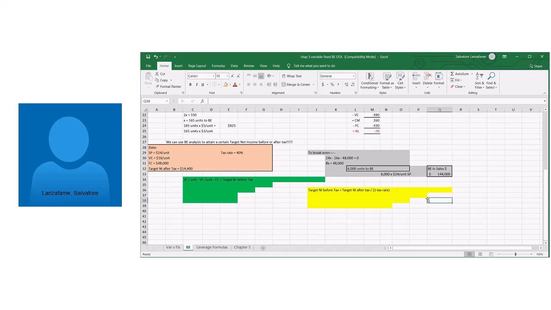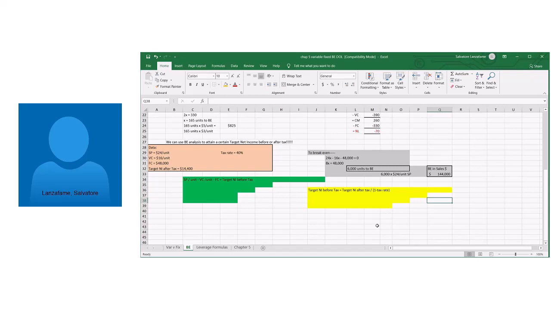So we know our break even point is 6,000 units, and we would have to have sales of $144,000 to hit that break even. But what if we wanted to hit a target? We know we need 6,000 units to get to 0, but how many units would we need to have a target net income after tax of $14,400?